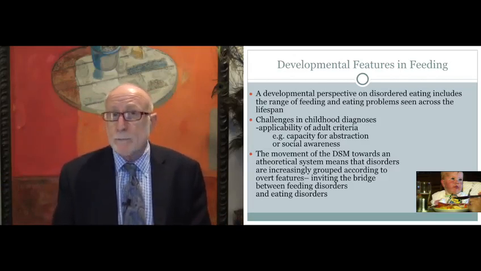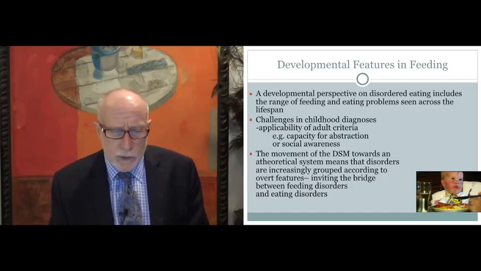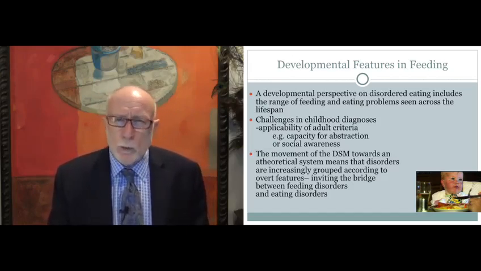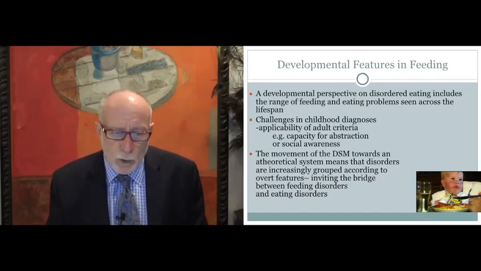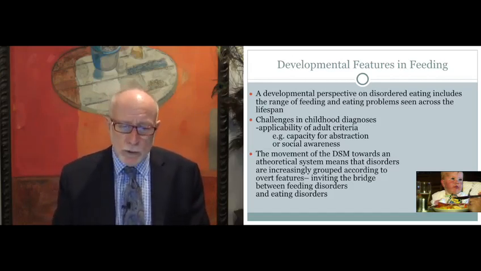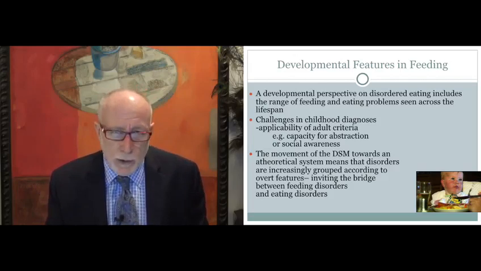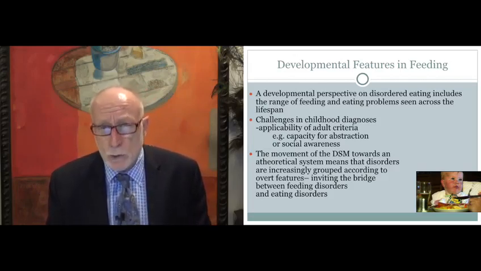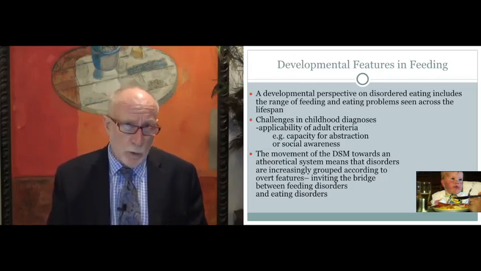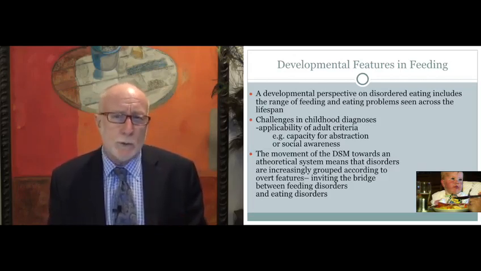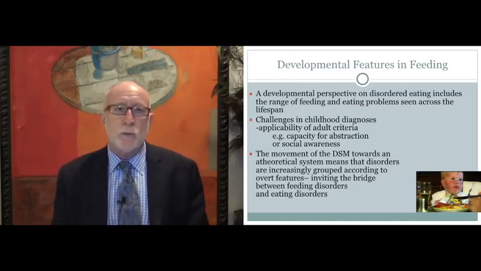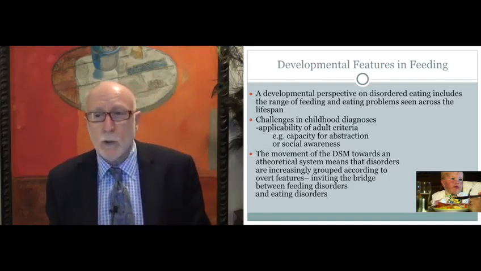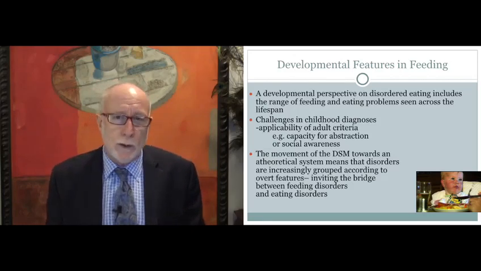The challenges, just as a simple example, is that many of the criteria that are applicable to the adult disorders require kind of capacity for cognition and abstraction and social awareness that you really couldn't expect in a child. So, for example, if you consider all the concerns about body image distortion in, for example, bulimia or anorexia, it's really not reasonable to expect that an infant has tremendous body image distortion. That is, they feel fat when they're not, or they perceive themselves as overweight when they are not.